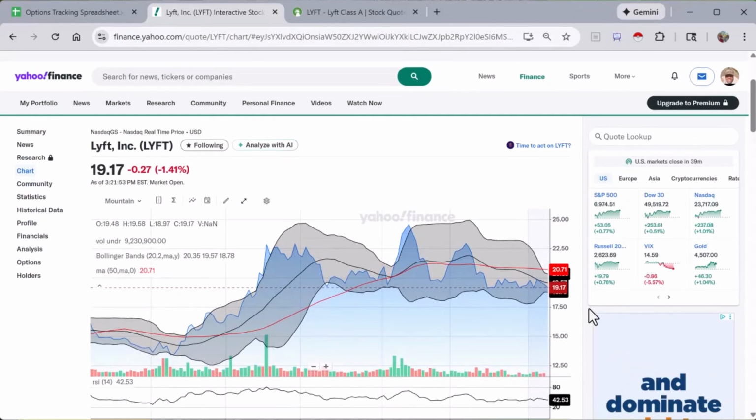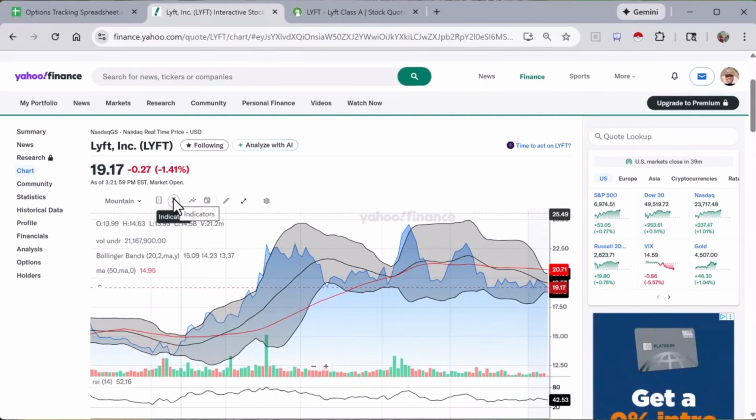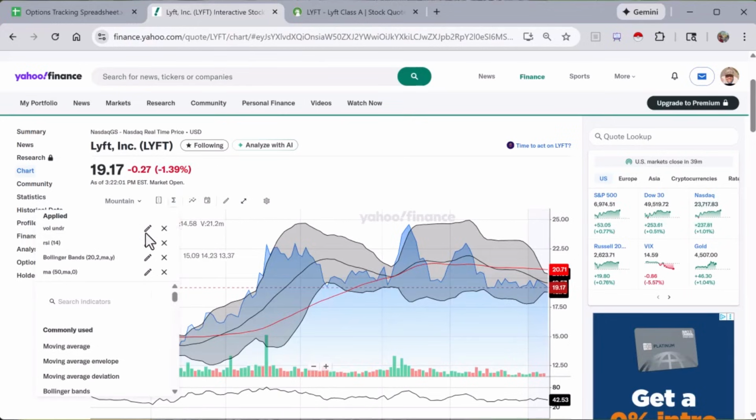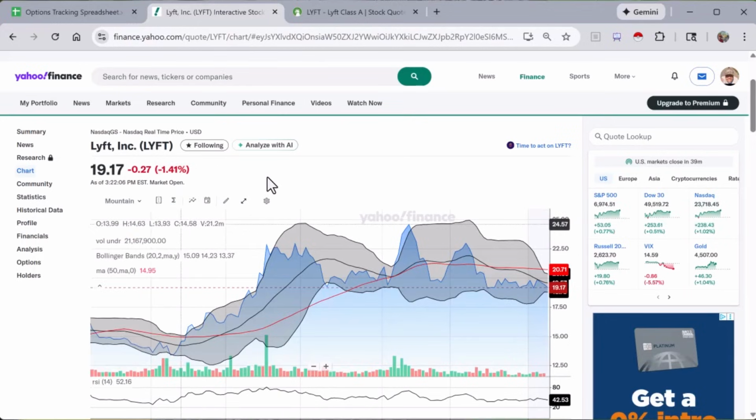And to add those in Yahoo, you click on this little button here that says indicators. You click on that, and then you look for those things and add them. I got a video that actually shows me setting that up. So if you're interested, find that video.